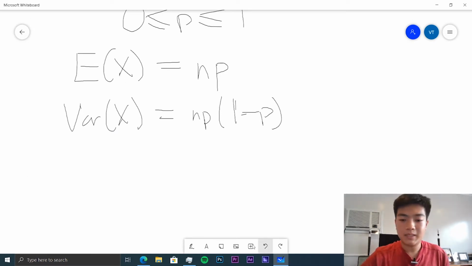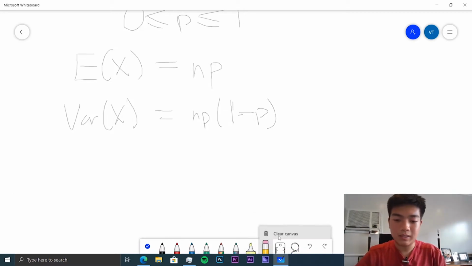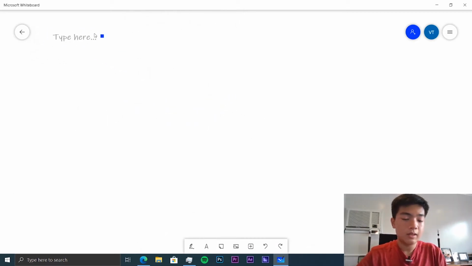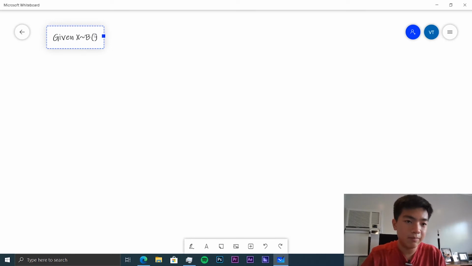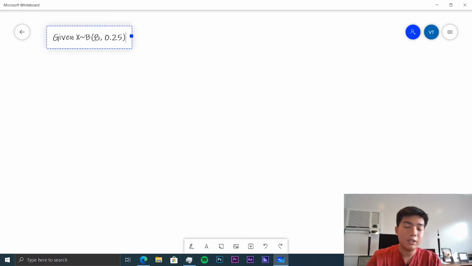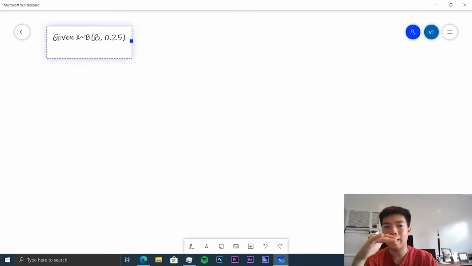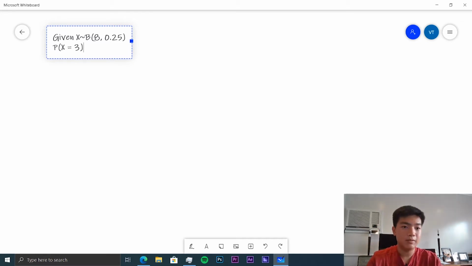Okay, with all of that being said, let's jump into some questions. Given X is a binomial, and this is the notation we use to say it's a binomial, with 8 and 0.25, which means that there are 8 trials and there's a 0.25 chance of success each time. First, we need to find the probability that X is equal to 3, the probability that X is less than 10, and the probability that X is equal to 0 or 1.